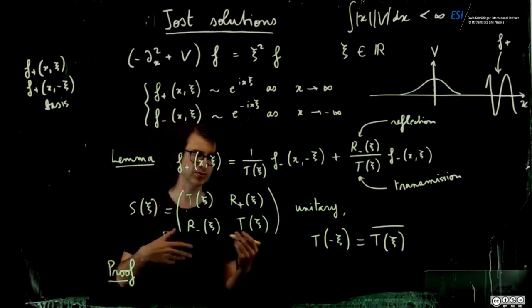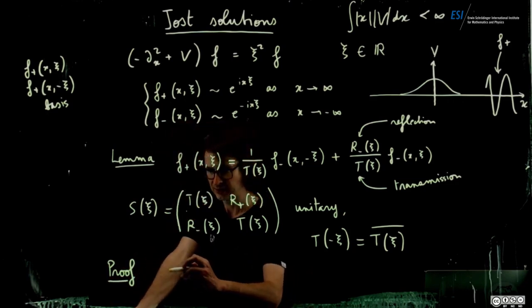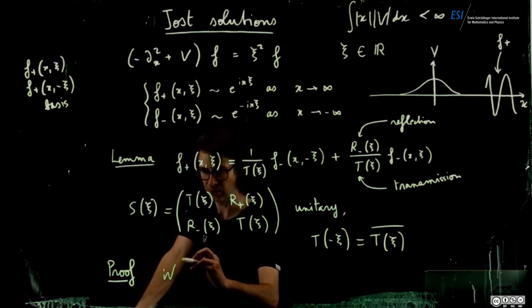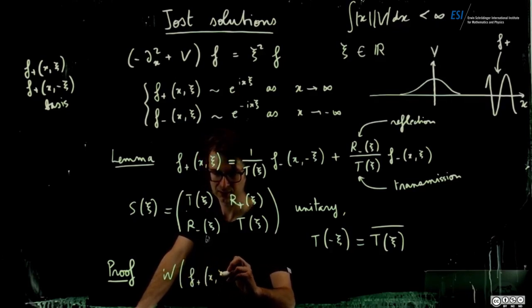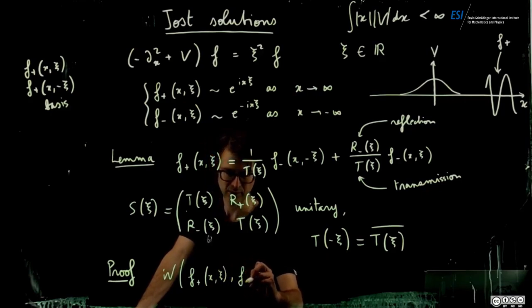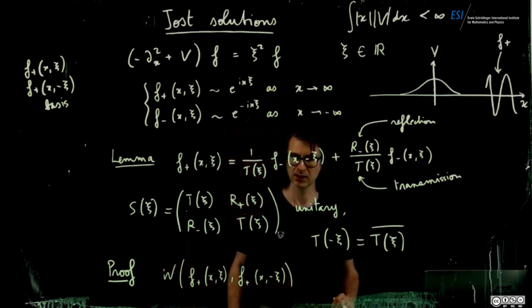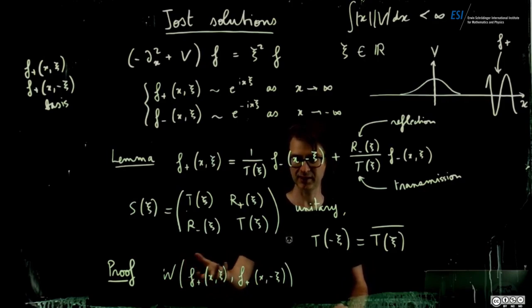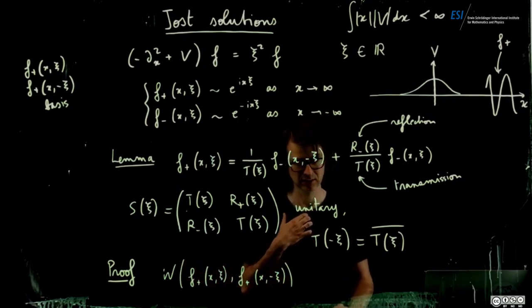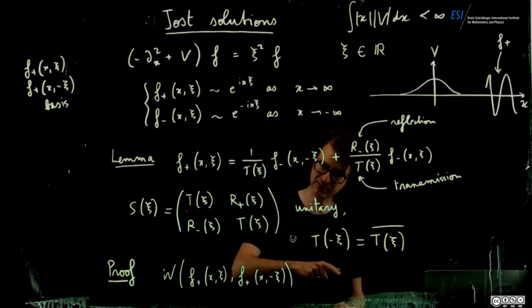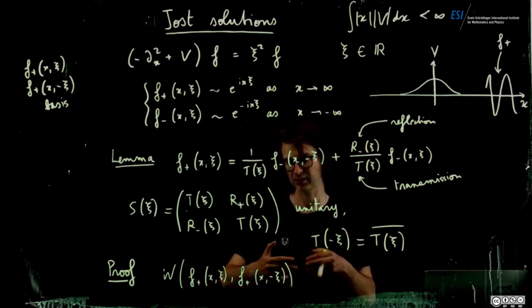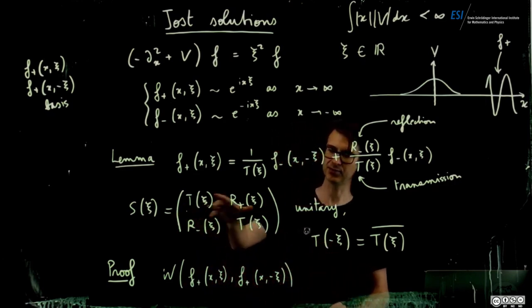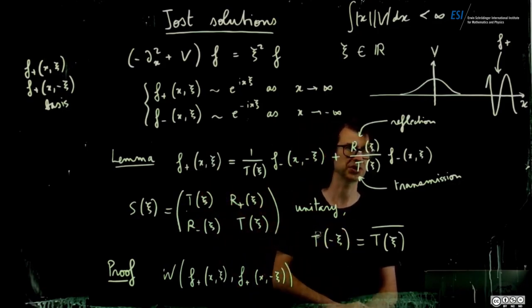more or less you need to use variants of the following argument. If I look at W of, say, F plus of X xi, F plus of X minus xi, so the Wronskian, it's independent of X, of course. And so you can evaluate it at plus infinity, at minus infinity. And you can do that with F plus, F minus, F plus, many combinations. And if you try them all, you get these relations on the transmission and reflection coefficients.